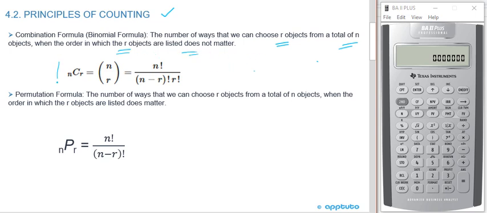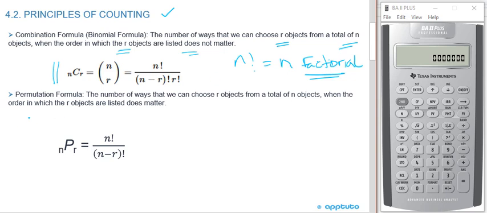We have the following formula, nCr, and it's n with the exclamation mark. We call that n factorial. When you see that, it's called n factorial. So the formula is n factorial divided by (n minus r) factorial times r factorial.